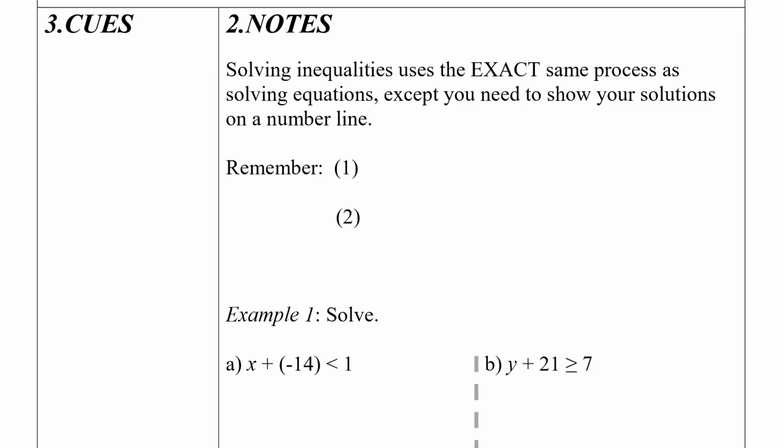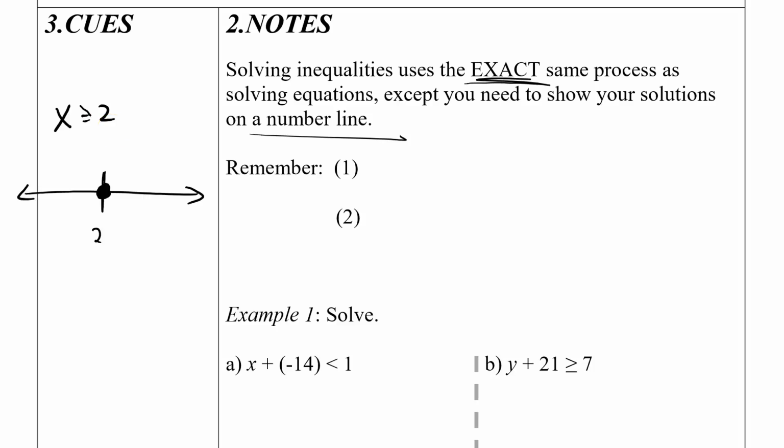So solving inequalities uses the exact same process as solving equations, except you need to show your solutions on a number line. No longer can we just say x equals 2. If I say x equals 2, I would write on my number line, because it extends in both directions, a dot at 2. But when we say something like x is greater than or equal to 2, we need to show that number line, put our 2 there, with the number line extending in both directions, and put a solid dot because it's greater than or equal to.